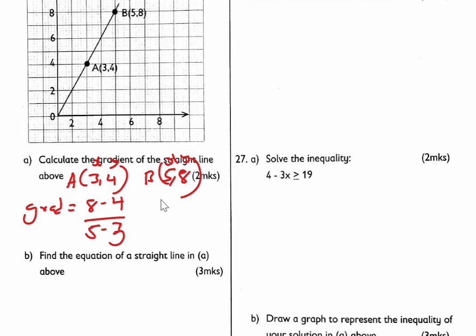5 minus 3, we get 2. And 8 minus 4, we get 4. So 4 divided by 2, the gradient is equal to 2. And we score those 2 marks.